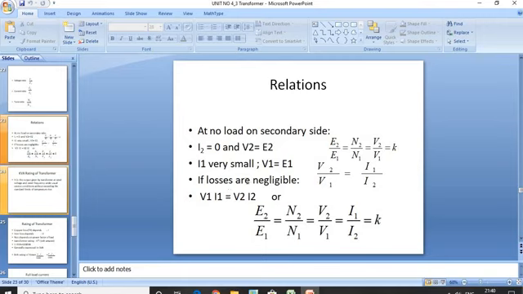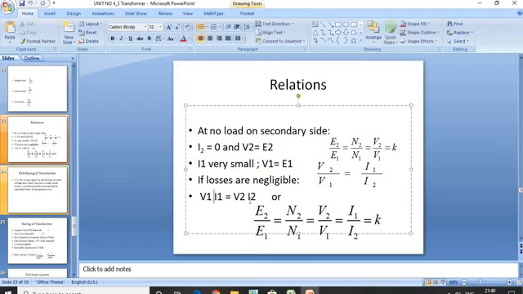Now consider the lossless condition, that means the losses are negligible. In that case, input volt ampere is equal to output volt ampere. So V2 by V1 is equal to I1 by I2. Hence our main final relation is E2 by E1 is equal to N2 by N1, which is equal to V2 by V1, which is equal to I1 by I2, which is equal to K, that is transformation ratio.